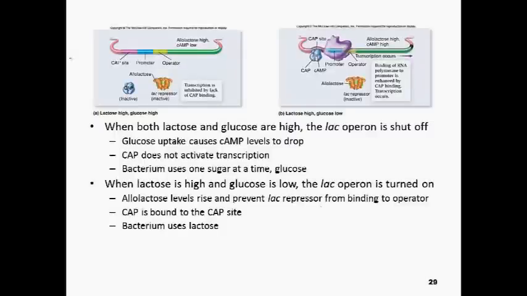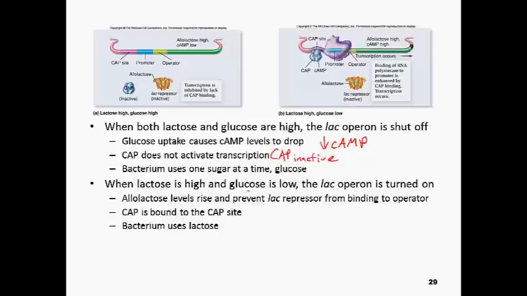So now here's a summary. When both lactose and glucose are high, the operon is shut off. Why? Because cAMP is low. When cyclic AMP levels are low, CAP is in its inactive state. When it's inactive, it cannot induce expression of the operon.